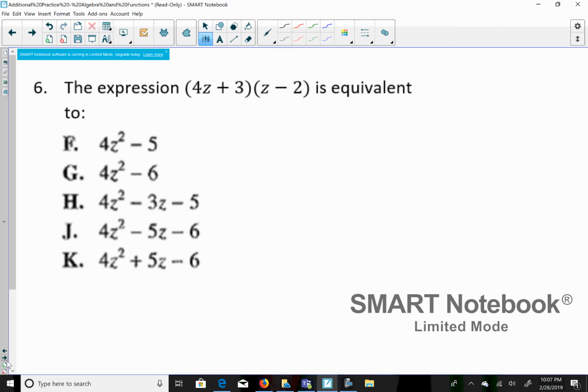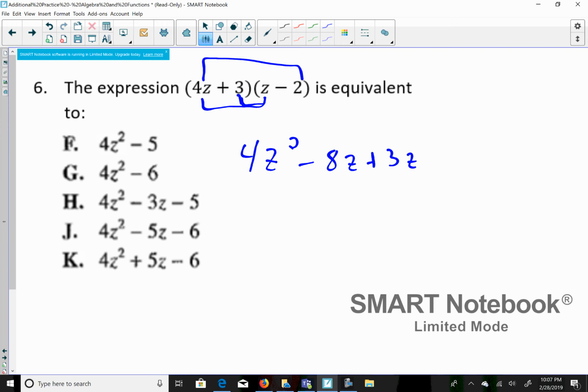Number 6, it wants the expression. I'm going to FOIL, so I'm going to multiply 4z times z and get 4z squared. Multiplying the outer two, I'm going to have minus 8z. Multiplying the inner two, I'm going to have plus 3z.